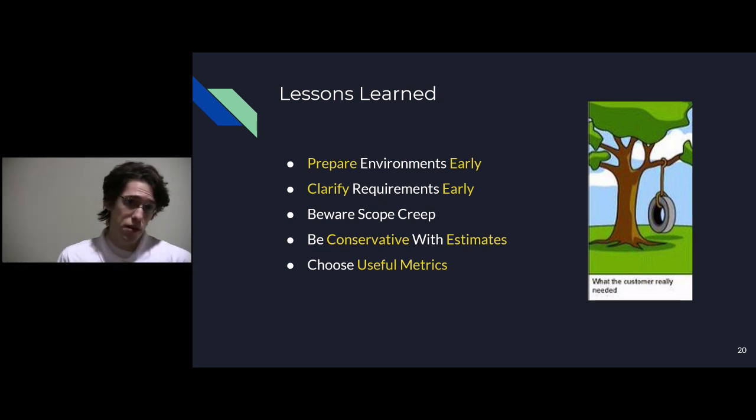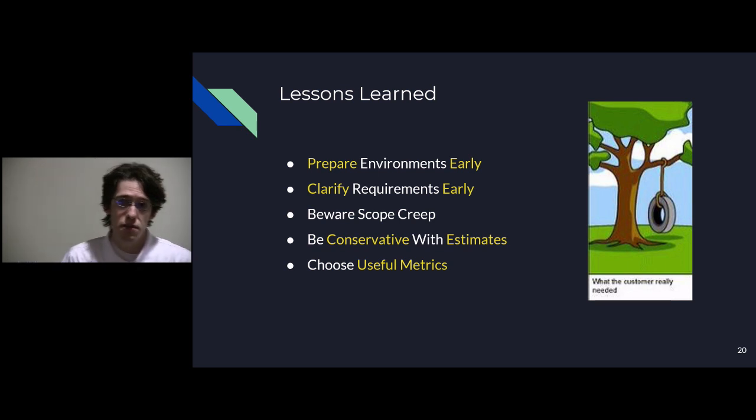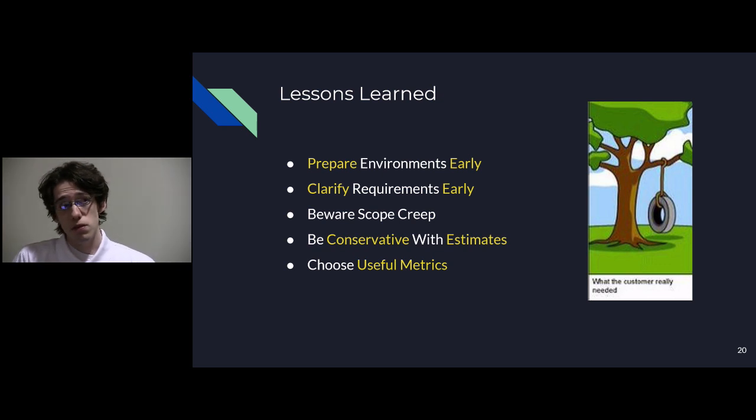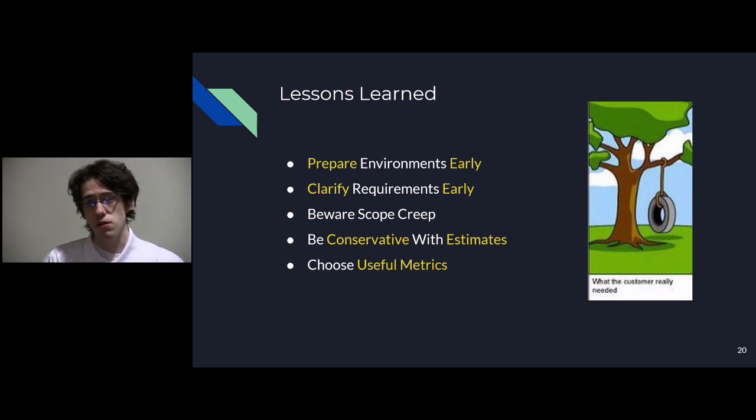Lastly, to choose useful metrics. Although we did, to the best of our ability, try to choose metrics that were useful for our process and for our system, given the project that we were given, there could have been some additional improvements made in our metric selection process for determining useful metrics later on in the project.